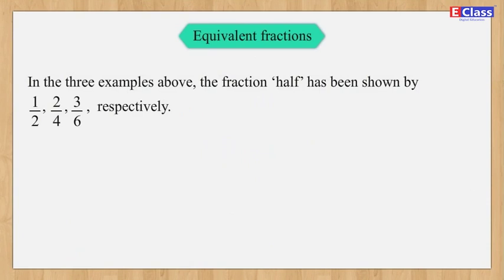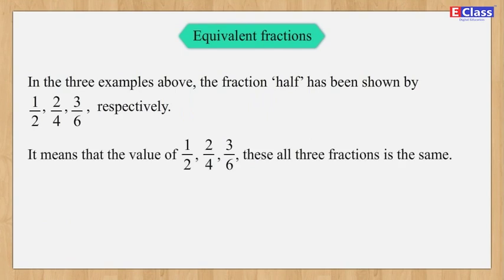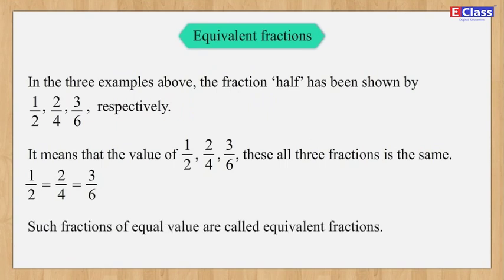In the 3 examples above, the fraction half has been shown by 1 upon 2, 2 upon 4, 3 upon 6 respectively. It means that the value of 1 upon 2, 2 upon 4, 3 upon 6, these all 3 fractions is the same. This is written as 1 upon 2 is equal to 2 upon 4 is equal to 3 upon 6. Such fractions of equal value are called equivalent fractions.